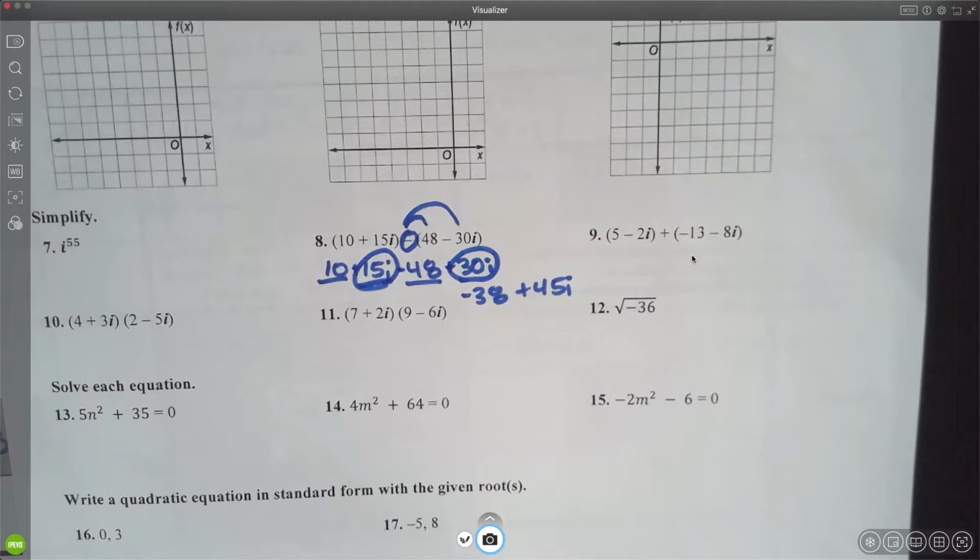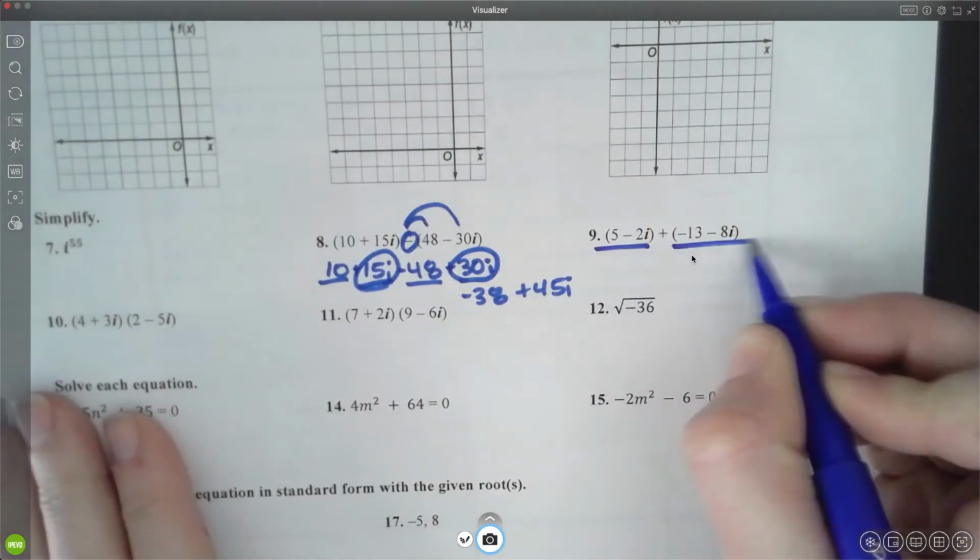What are they asking you to do on number 9? You are adding them, right? So you're adding them. So basically this stays the same as what it is.